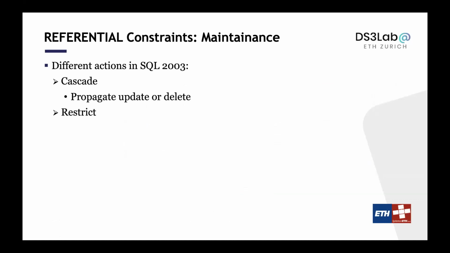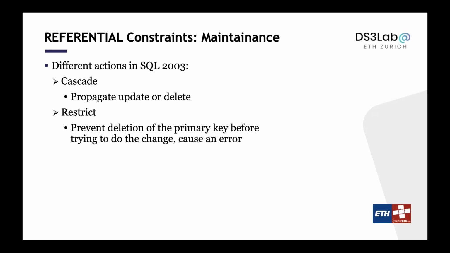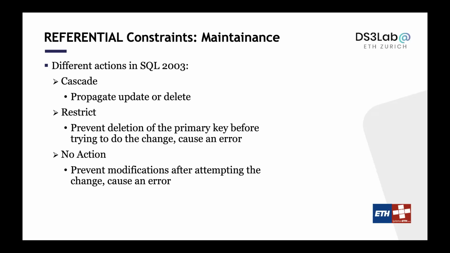There's one mode called restrict. It's going to prevent deletion of the primary key before trying to do the change, and it's going to cause an error if it cannot validate the key constraint. We are going to see an example relatively soon. There's another one called no action. It tries to do all the changes and then check. Restrict and no action are very tricky, so we are going to spend more time on them.